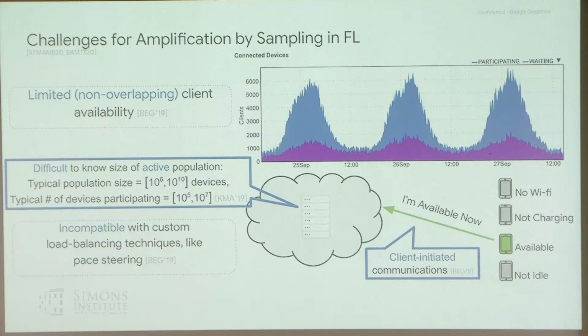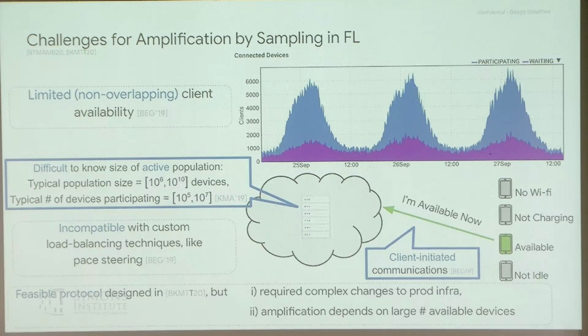So it is hard. In an earlier work, we did give some feasible protocols, but they required extreme changes to the infrastructure. And the amplification guarantees, by which I mean the fact that I'm sampling a small set of data points from a large training data set, give you inherent privacy protection. This kind of privacy amplification required access to a large number of available devices at any training step, and that essentially slowed down learning.